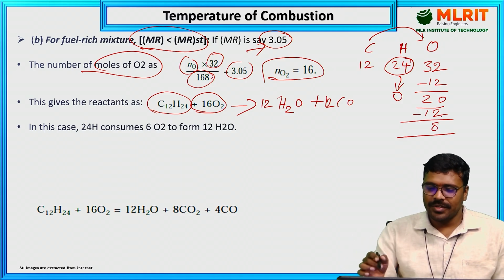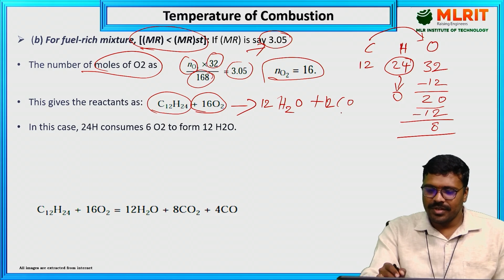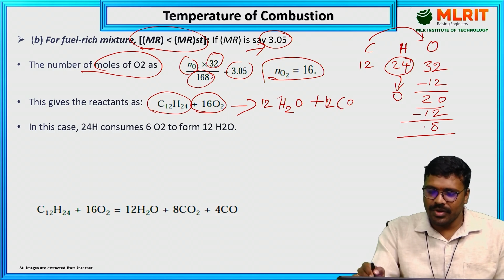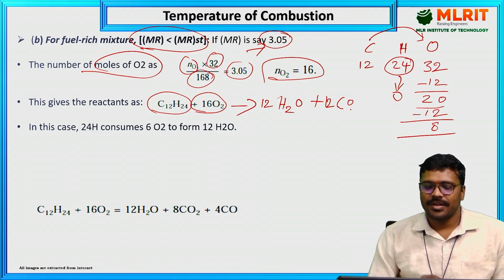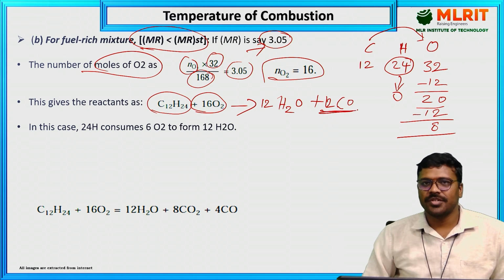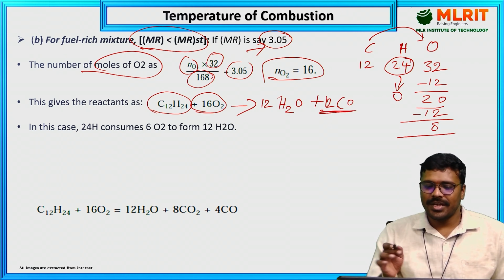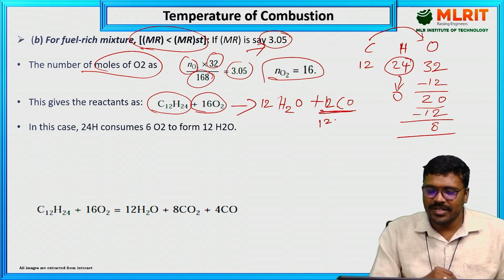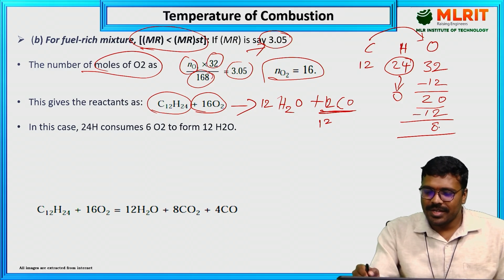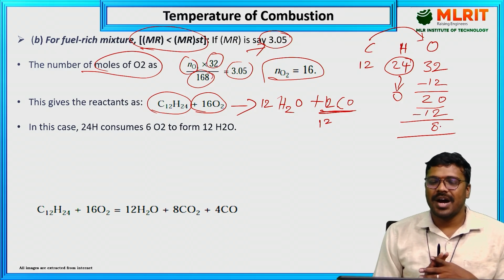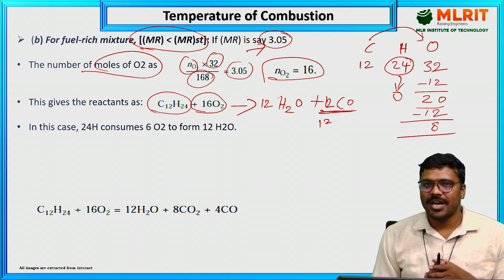So these 8 oxygen atoms go and react with carbon monoxide and form carbon dioxide. But here we have 12 carbon monoxide molecules, and here we have only 8 oxygen atoms. So how many carbon dioxides can be formed?